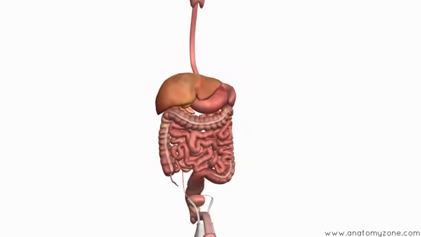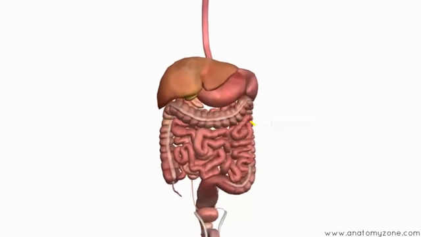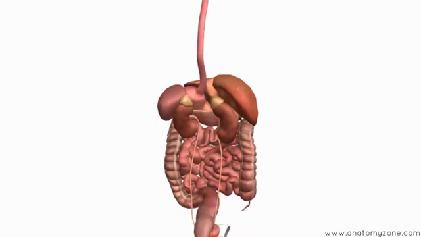So the digestive system consists of this long tube running from the mouth to the anus, and that includes the stomach. And then you've got the 3 accessory organs of digestion, the liver, the gallbladder, and the pancreas, which sits behind the stomach.